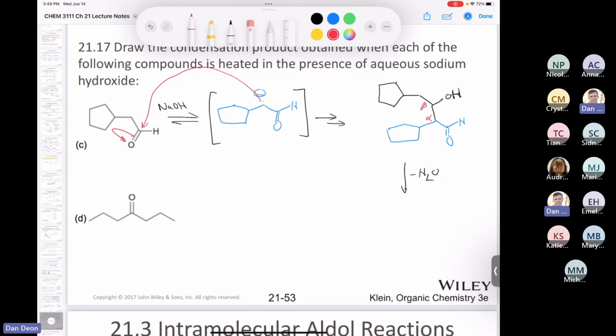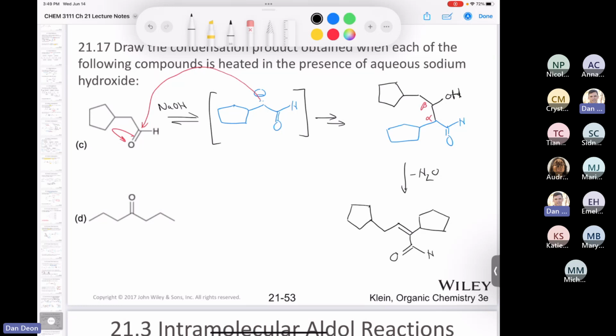So when we draw the final product of this, it's going to look something like this. I'm just going to manipulate the rings a little bit here to make it a little bit tidier. So I'll draw the carbonyl maybe this way, and then put the double bond like that. Then I just have this methylene and then the other 5-membered ring like that. So that's what you get after you lose water.